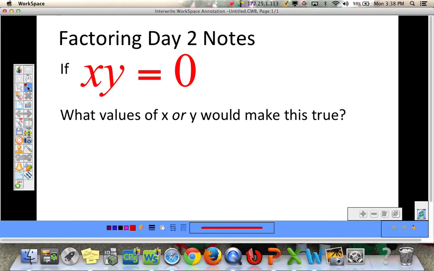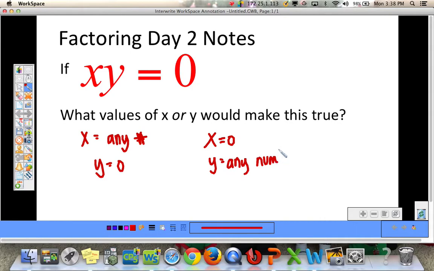You could have several answers for this question that would be true. x could be any number. But if x was any number, then y would have to be 0. And you can go the other way around. If x is 0, y can be any number. And the reason is anything times 0 is 0.